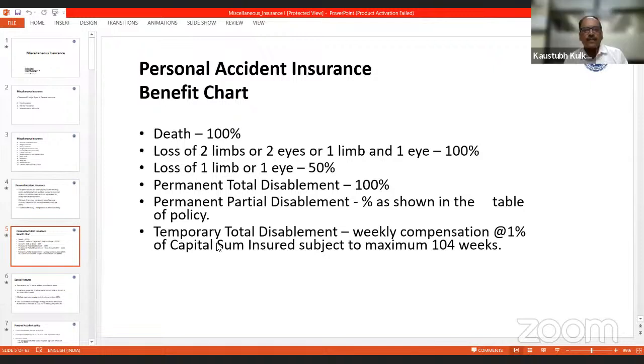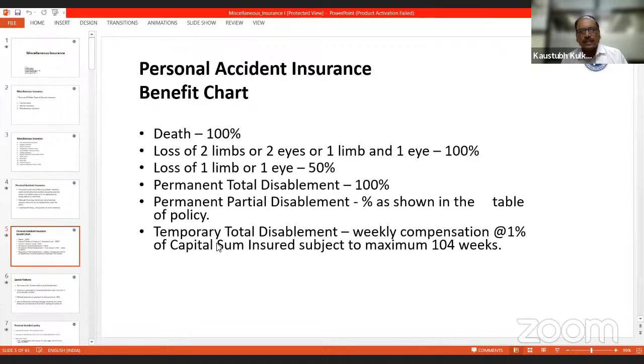So here the difference is, the personal accident permanent total disability, that is the fourth coverage. This is also covered under second, that is loss of two limbs or two eyes. But if suppose one limb and one eye is permanently damaged or it is not in use, then the coverage will be 100%. Then the third option or the third coverage is loss of one limb or one eye.